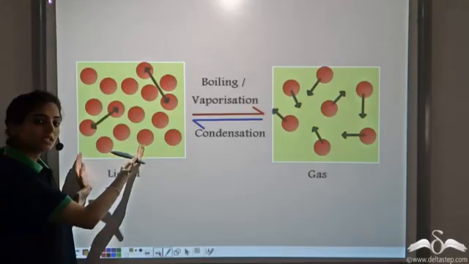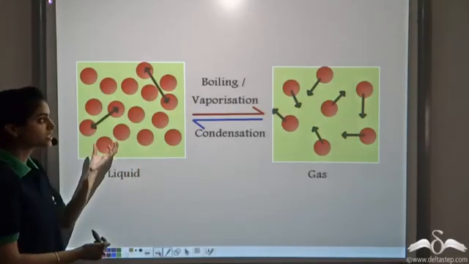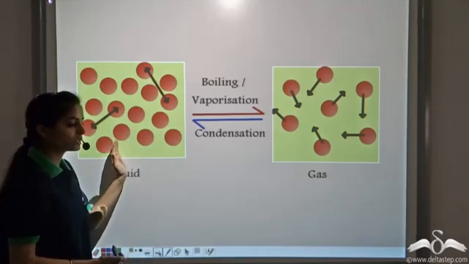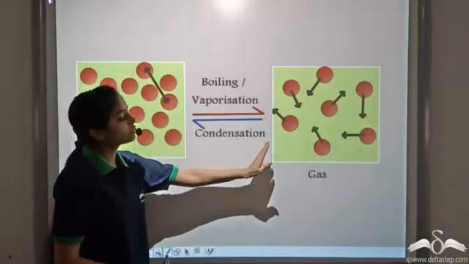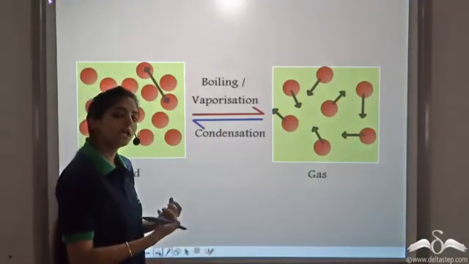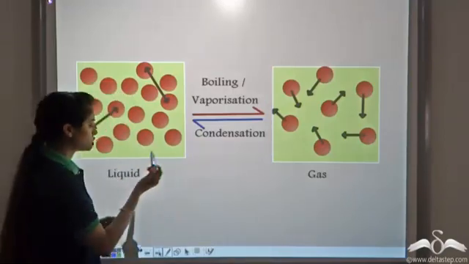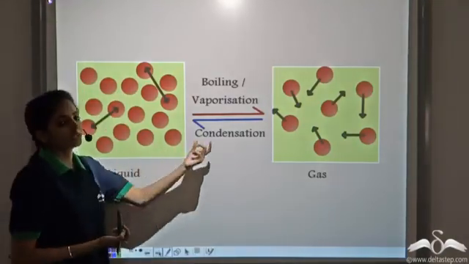So when we provide heat to the liquid sample, as we heat it, the change from the liquid state to the gaseous state is known as boiling or vaporization. When we cool the gaseous sample, or we extract heat from the gas, it changes into the liquid state, and this is known as condensation.